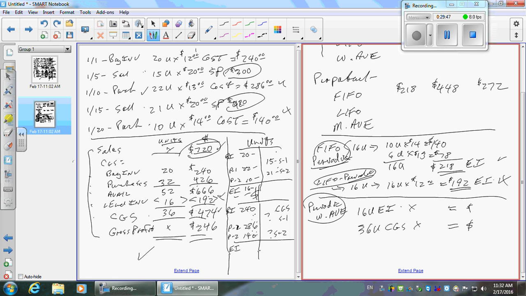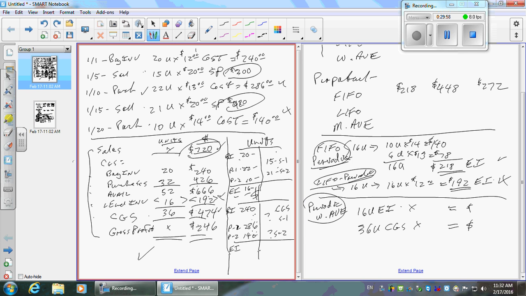How many units do I have available? Let's do that first. How many units are available, everybody? I started with 20, and then I bought 22, and then I bought 10, right? I have 52 available, don't I? See available right there? 52 available. What did I spend for them? 240 was the beginning, plus 286 for purchase 1, plus 140 for purchase 2. What does all that add up to?